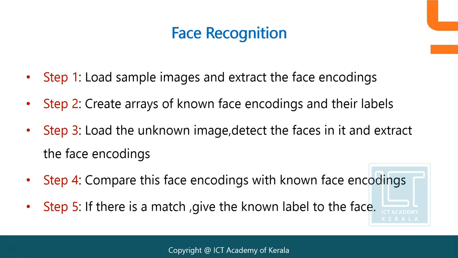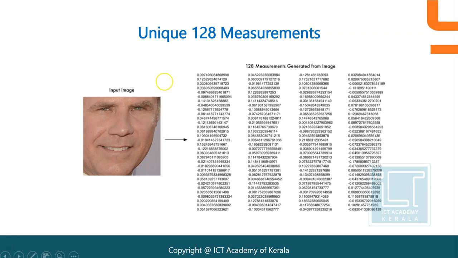The first step is to load the sample images and extract the face encodings. The face encodings are nothing but the 128 values. Suppose I have given an input image like this one, I will get a unique 128 measurement for this image. But when I feed in my own image, I will get another set of 128 measurements for my face. So this is used to uniquely identify each face in an image.